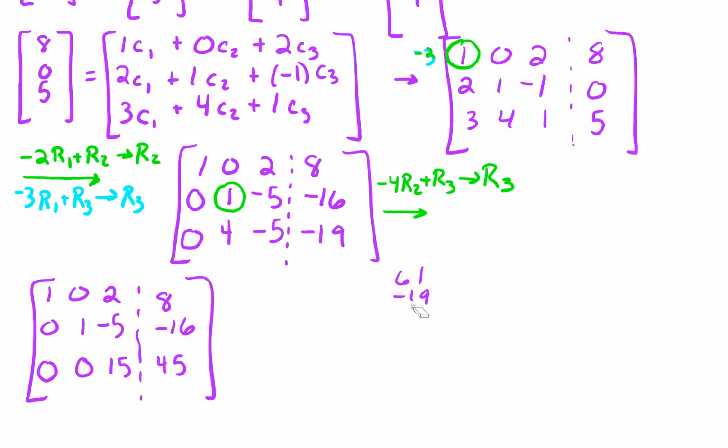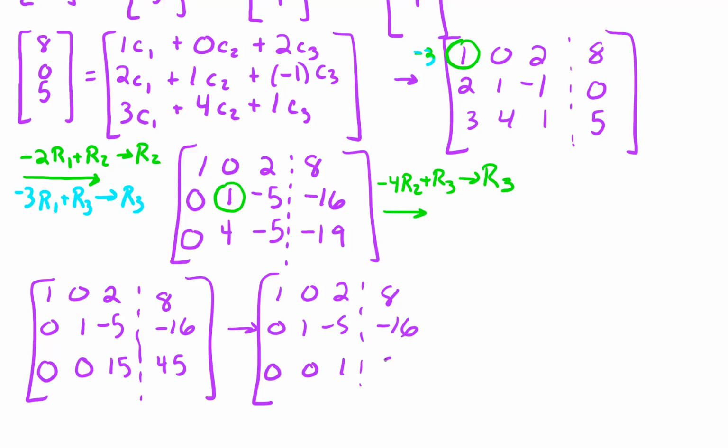Okay, let's keep going. The second column looks good. In this last row, let's divide by 3, or multiply by 1/3. And so we get 0, 0, 1, 3. All right, we're almost done. So let's multiply 5 times row 3, add it to row 2, and put the result in row 2. And similarly, let's multiply the bottom row by negative 2, add that to row 1, and put the result in row 1.